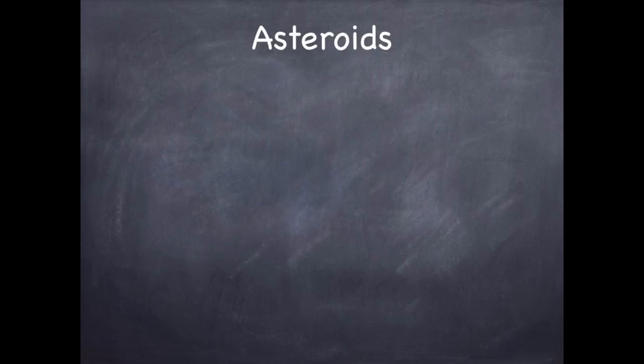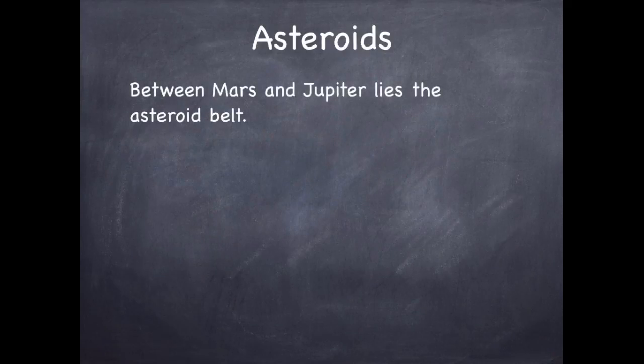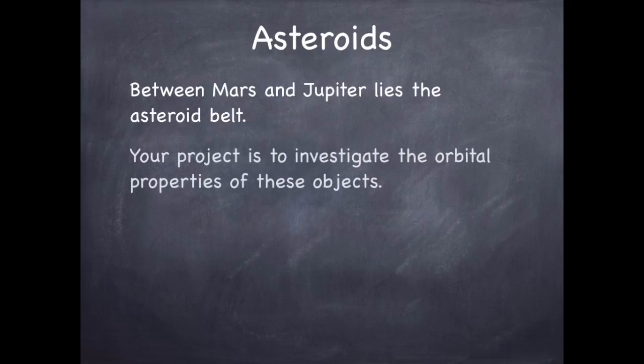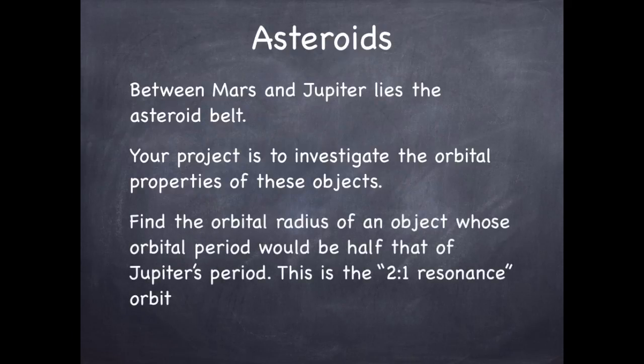Okay, so the actual project that I want you guys to do is to study the orbit of asteroids between Mars and Jupiter. There's this thing called the asteroid belt. I want you to investigate the orbital properties of an asteroid. And the first thing you have to do is to figure out what's the orbital radius of an object whose orbital period is half Jupiter's. So we need to remind ourselves how planets go, figure out how far from the Sun an object would have to be so that its period is half of Jupiter's period.